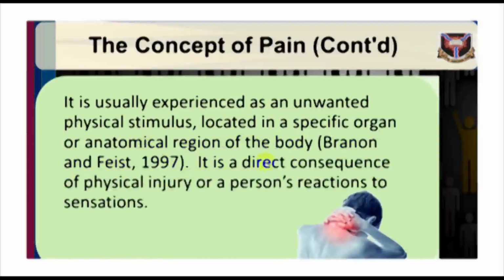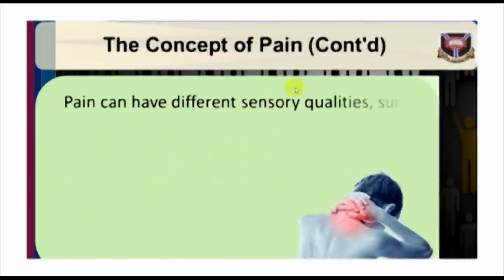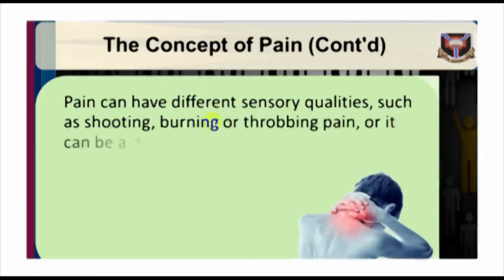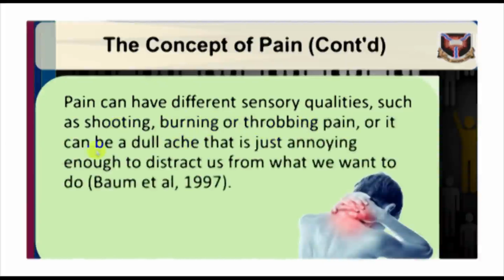Brannon and Feist, 1997. It is a direct consequence of physical injury or a person's reaction to sensations. Pain can have different sensory qualities, such as shooting, burning or throbbing pain, or it can be a dull ache that is just annoying enough to distract us from what we want to do. Baum et al. 1997.